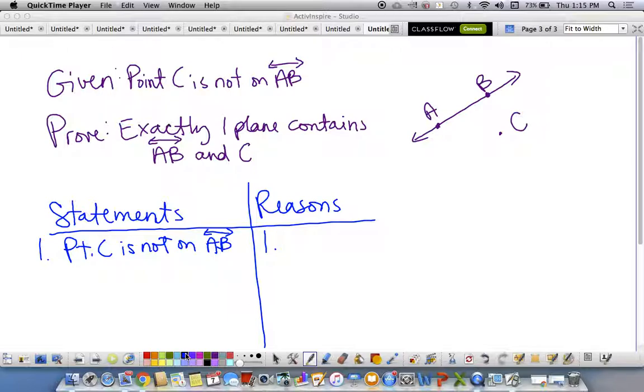And what is the reason for this statement? Well, that is my statement. Point C is not on line AB. It's the given information. It's always going to be the first reason. You write the given statement here, and the reason is just the given.